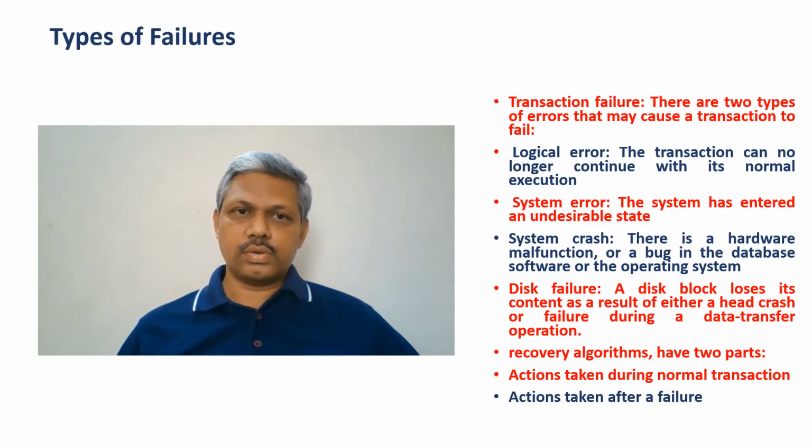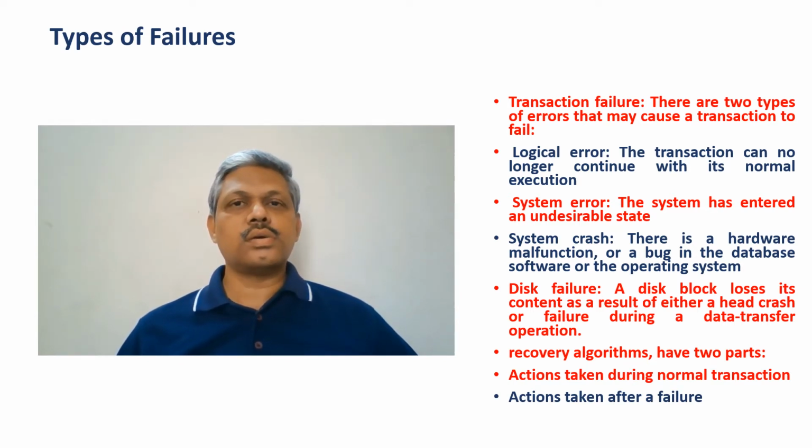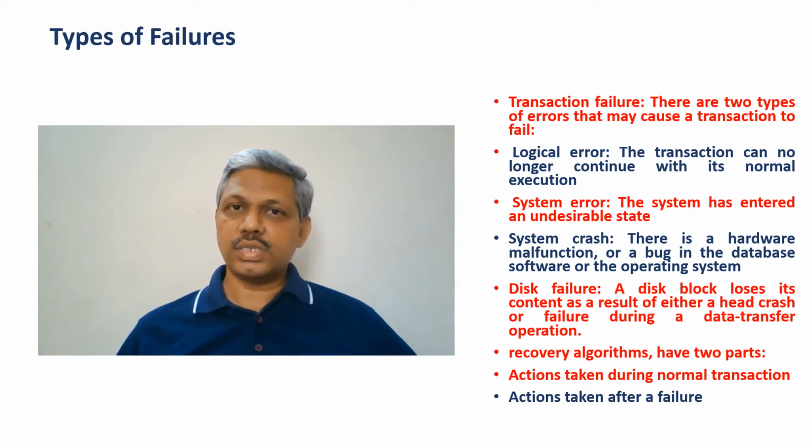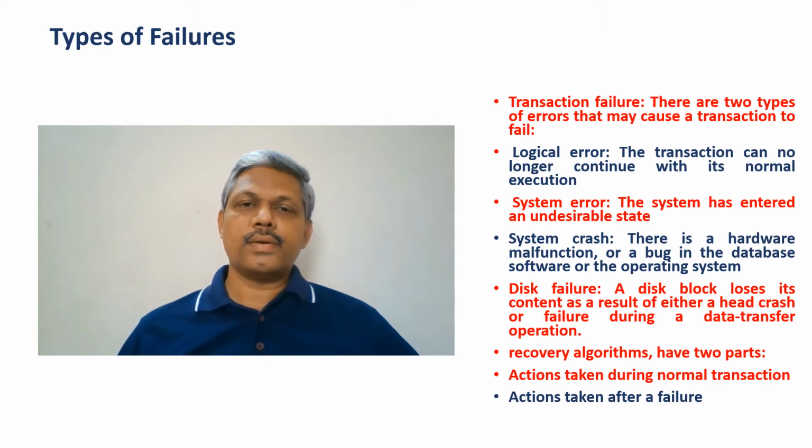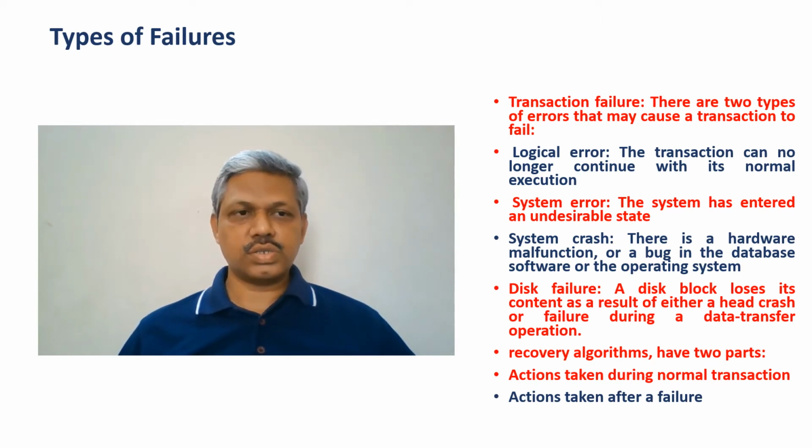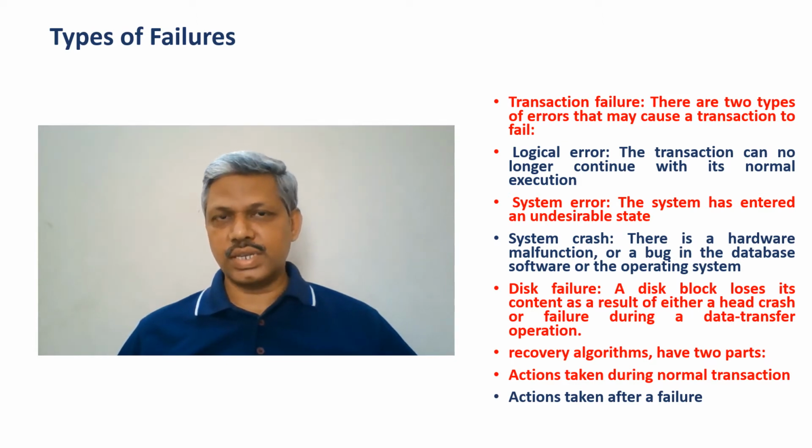Similarly, when it comes to failures, there are three types of failures, again based on the way in which the failure occurs. One is transaction failure, another is system failure, and the third one is disk failure. In transaction failure, there are two types of errors that may cause it: one is a logical error, another is a system error. In case of a logical error, the transaction can no longer continue because of various reasons, like bad input, data not found, an overflow problem, or resource limit exceeded.